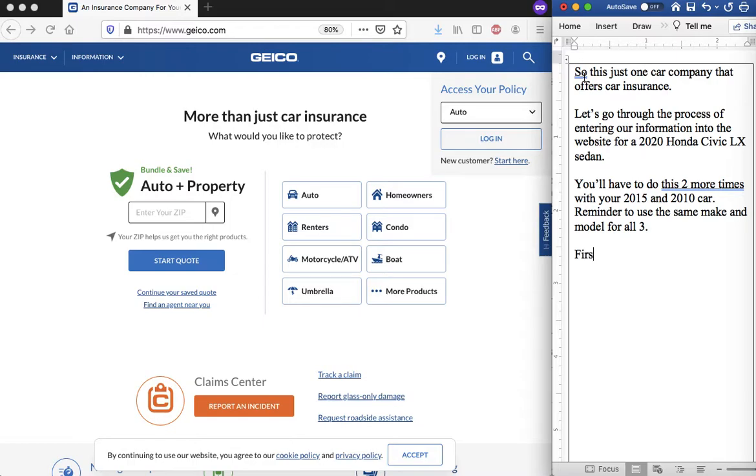Okay. First step is to enter your zip code. Where you live actually does affect how much you pay in insurance.